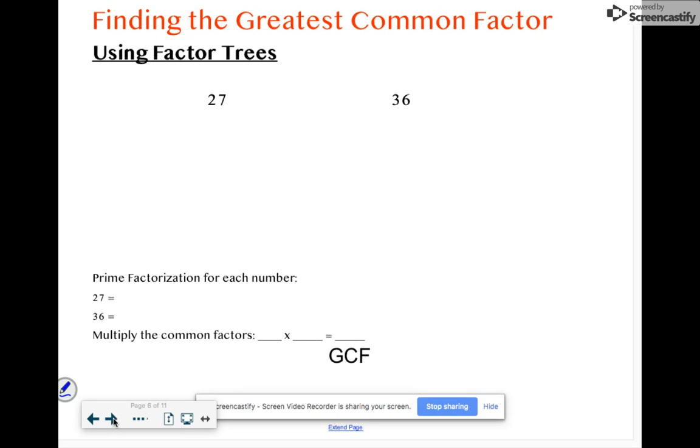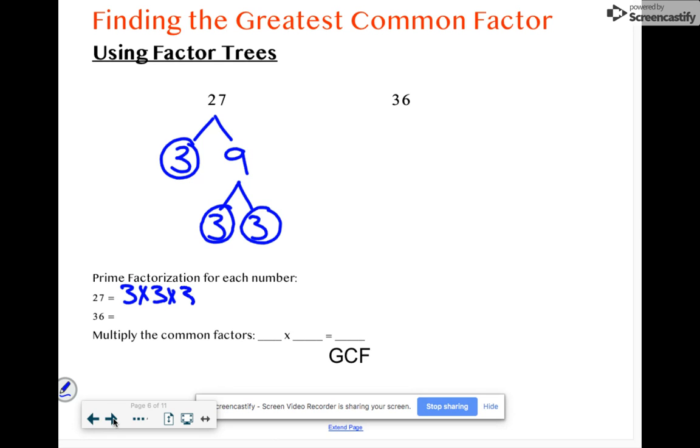27 is odd, so I'm going to start with 3. 2 plus 7 is 9, so I know that 3 will go into it. So 3 times 9 gets me to 27. 9 is a composite number, so I know that I need to factor that again. So 3 times 3 would get me 9, and 3 is our prime number, so I have 27 all factored out. So the prime factorization would be 3 times 3 times 3.